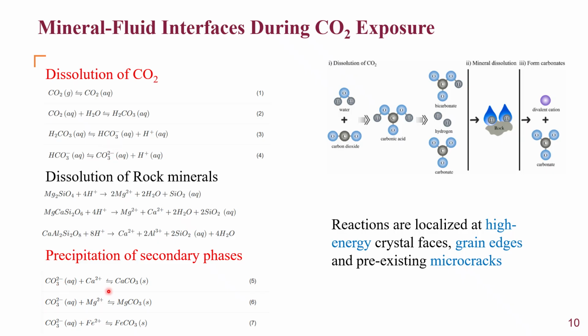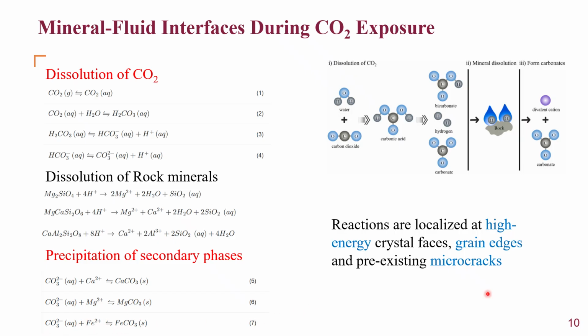This then combines with the divalent cations that have been released to form the stable secondary phases, which may be, in the case of calcium, some calcite. In the case of magnesium, you have magnesites. In the case of iron, we have some siderites.